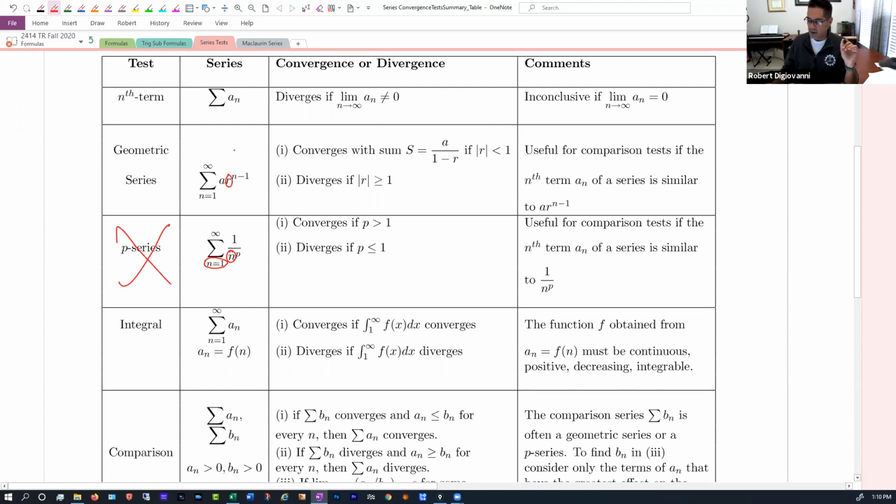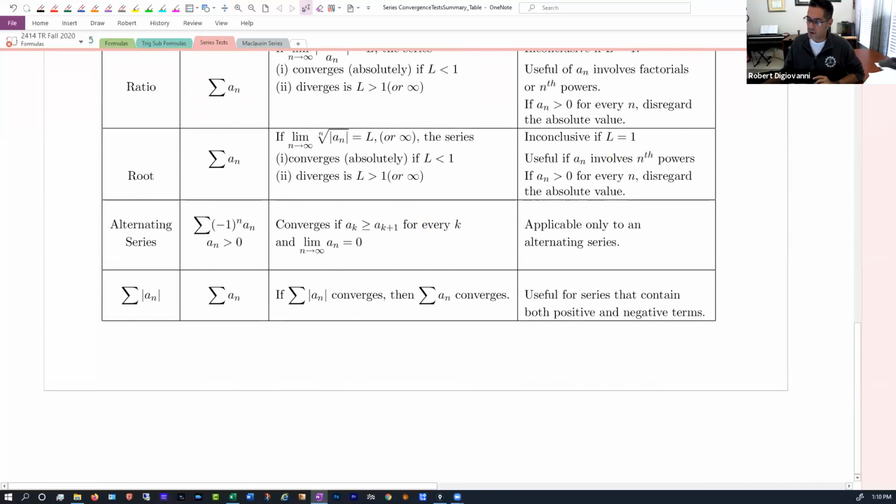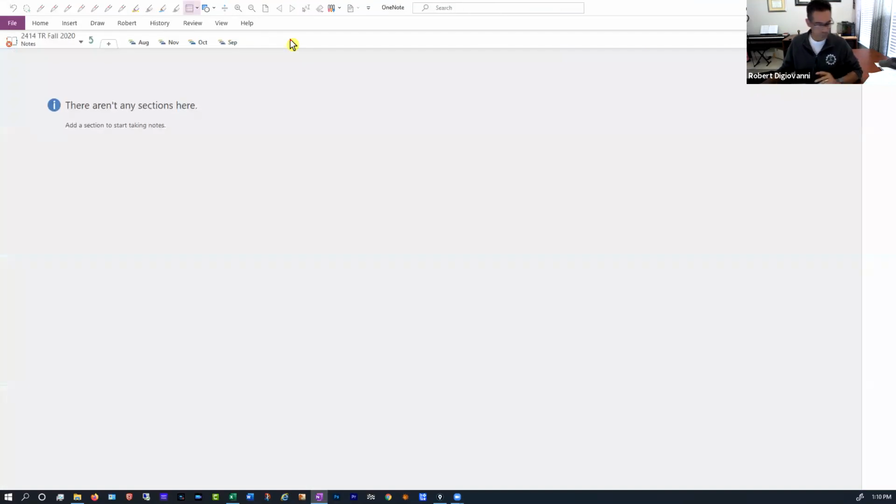So what I'm getting at is we need a test. We need something that's going to help us deal with series that alternate. Okay, and we have the test. It's down here. It's the alternating series test. I'll write it down, but let's just get to an example first.